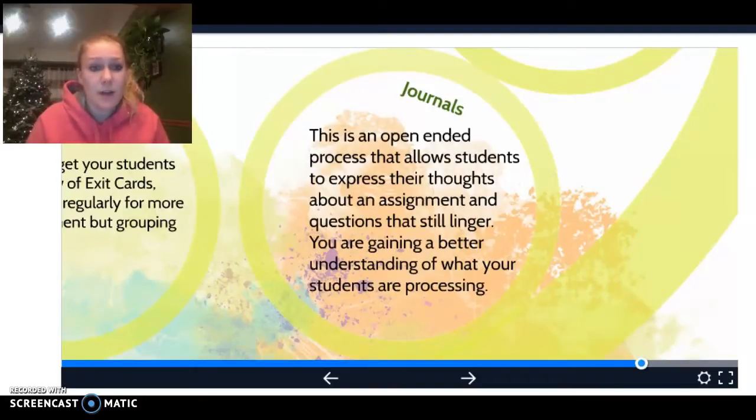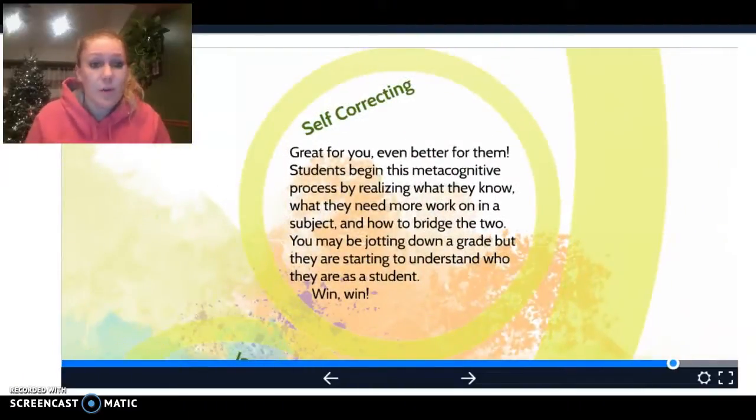Journals, open-ended process. This allows students to get their thoughts on paper. So instead of a teacher standing in front of the class going through everything that needs to be gone through the day, you could easily put a prompt on the board, and the students could either talk about what they already knew or what they think they know about a new lesson.